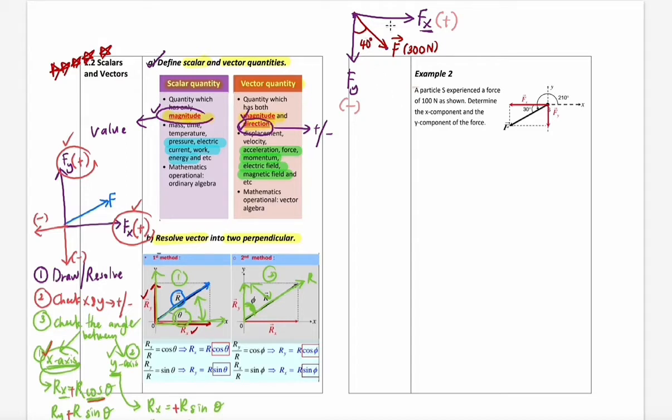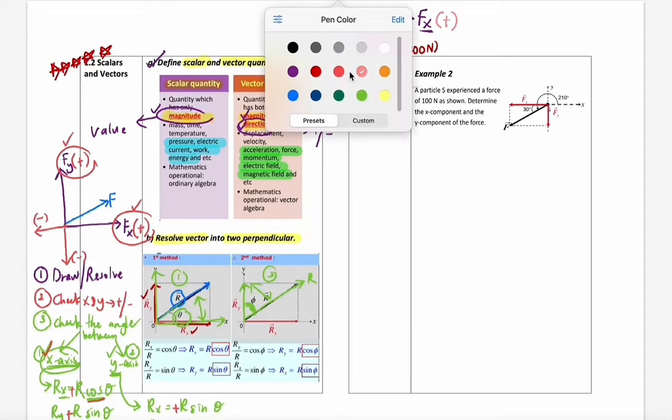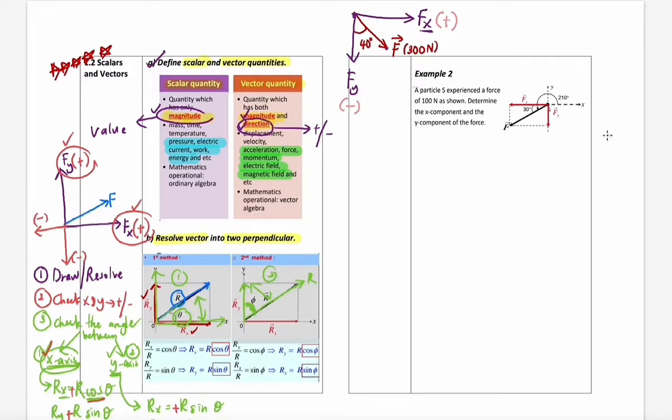Okay, so we continue. So we already have drawn, we have checked whether it's positive or negative. So we go to the third step. Okay, the third step where we have to check sama ada angle tu dikepit oleh x-axis or dikepit oleh y-axis. So this is our vector. Okay, ni our vector and this is our y. And our angle is in between our vector and our y. So maksudnya dia dikepit oleh y-axis. So kita tahu dia adalah second case, case yang kedua.